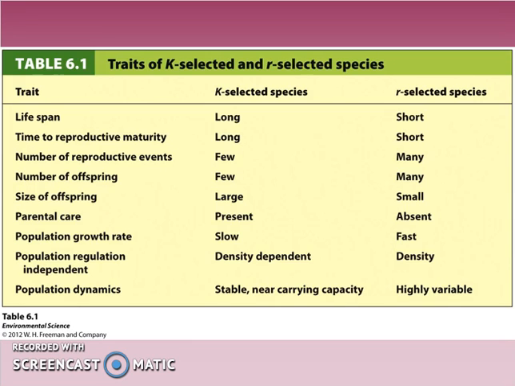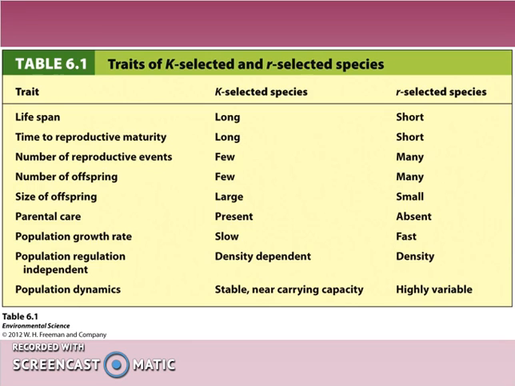Much more likely to have density-independent factors affect their population. And then their population size will highly fluctuate. It will be kind of a boom-bust cycle. Again, these are two extremes. Most animals are somewhere in the middle.